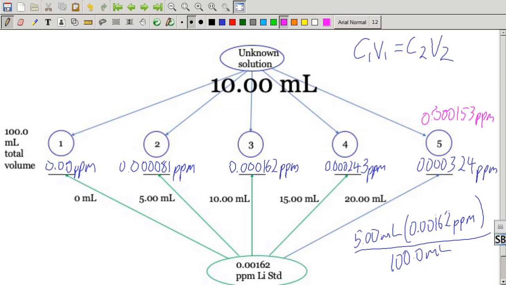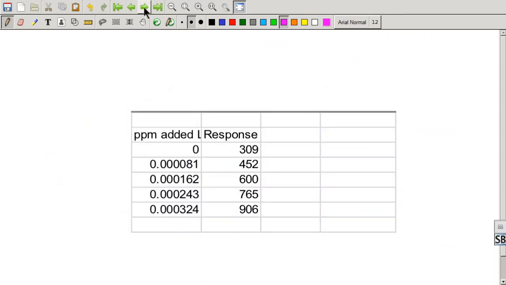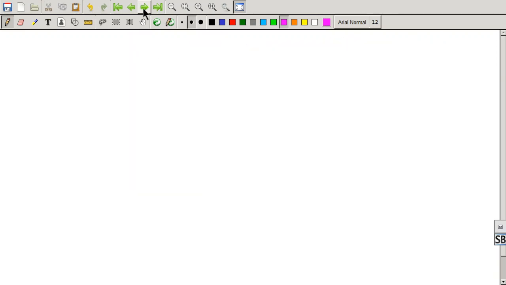What did we do? We have that concentration of lithium. How do we make that solution? We took 10 milliliters of the original solution, except I've got this backwards. What am I doing wrong? How do I go the reverse direction with dilutions? How do I get the concentration of a more concentrated solution? I'm going to do this.